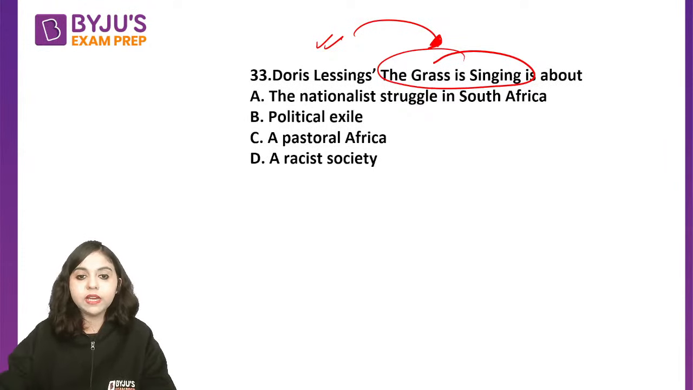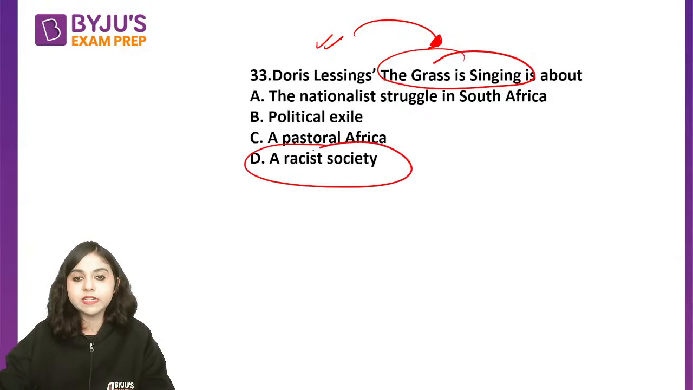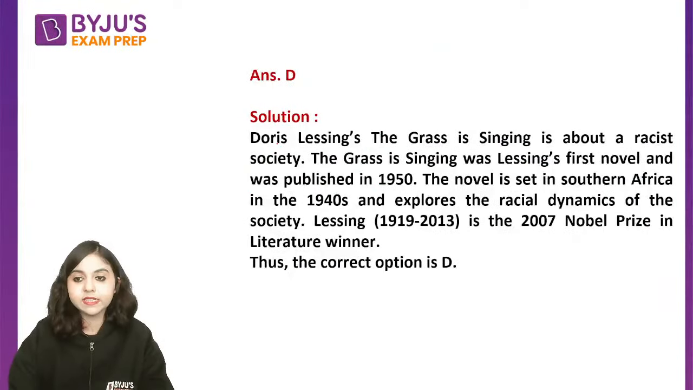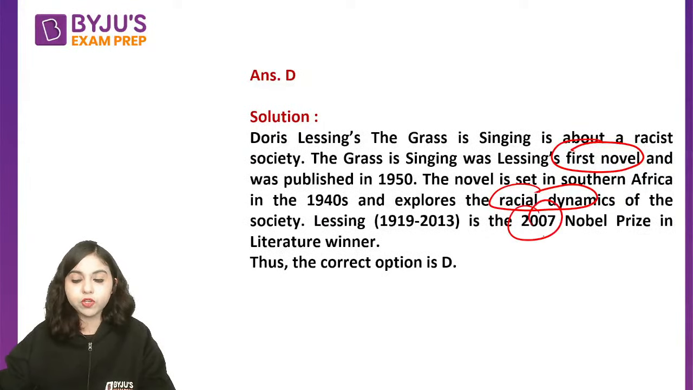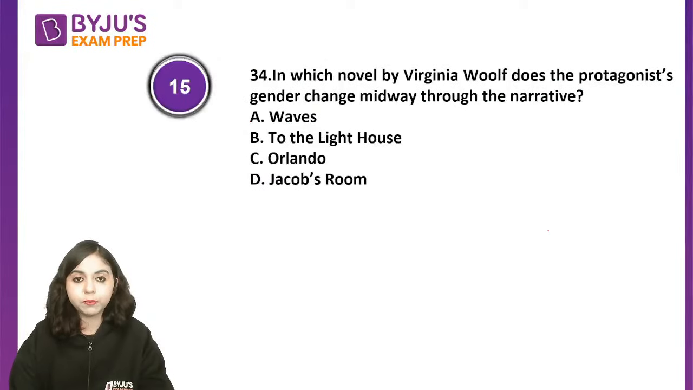Yes, absolutely right. It's about a racist society, right? It's largely dealing with it. It's Lessing's first novel that you're able to see. It is trying to talk about the racial dynamics. And of course, Doris Lessing is the recipient of the Nobel Prize.